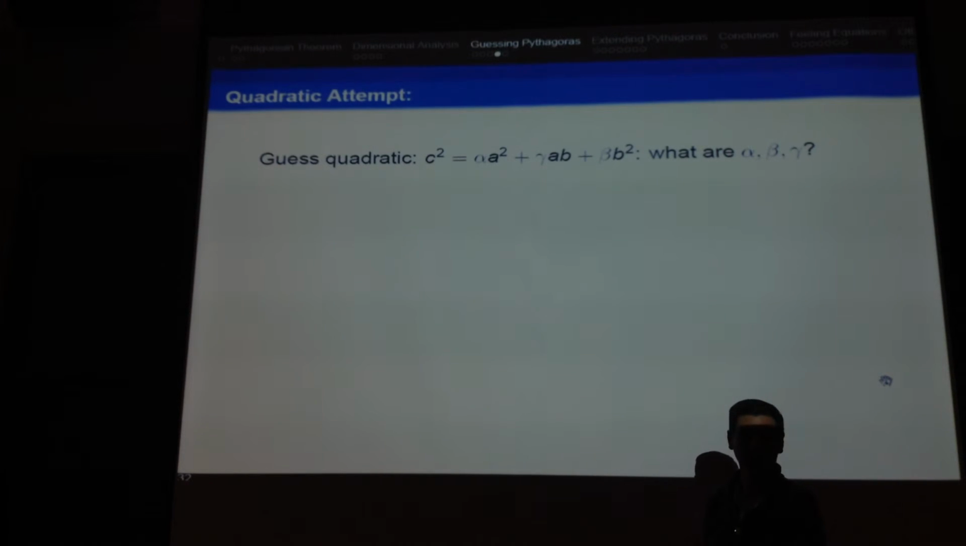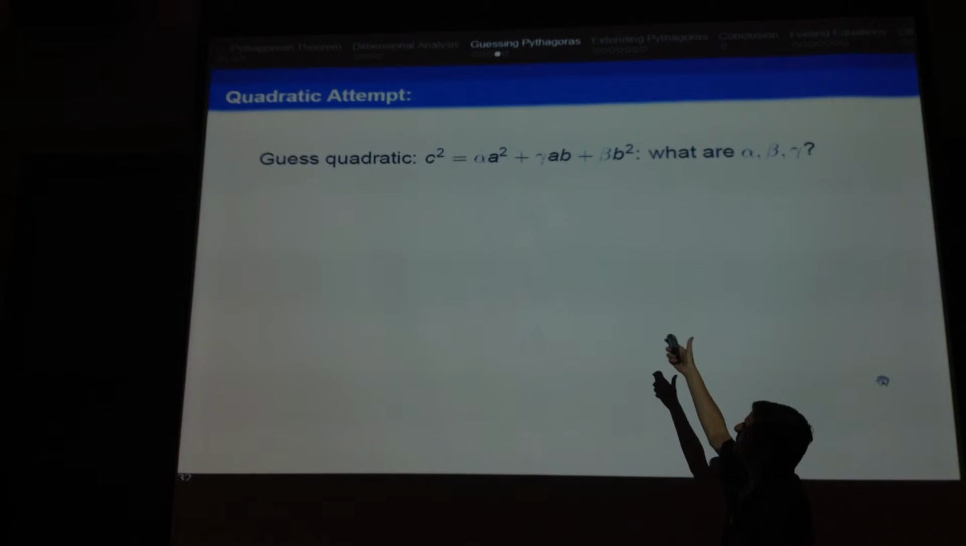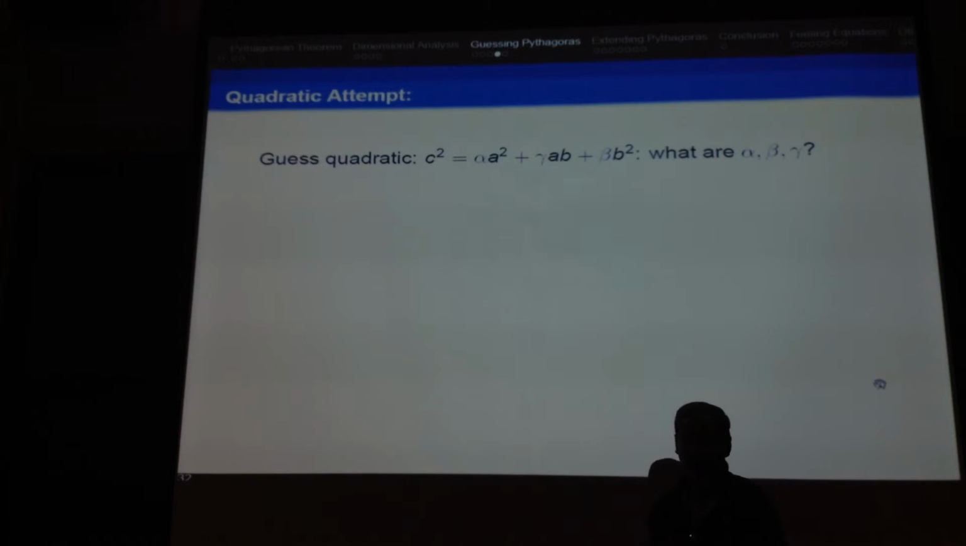Let's guess a quadratic. So let's guess it's alpha A squared plus gamma AB plus beta B squared. What are alpha, beta, and gamma? Can anybody tell me one of the quantities alpha, beta, or gamma? Do we know any of them?